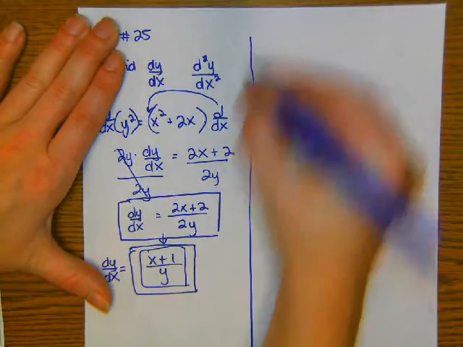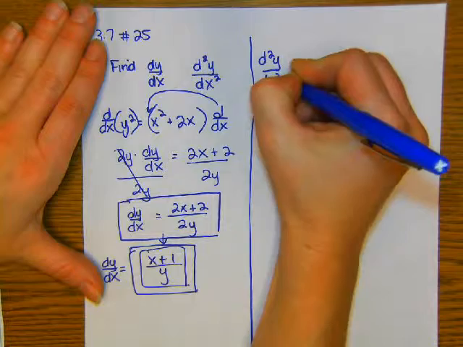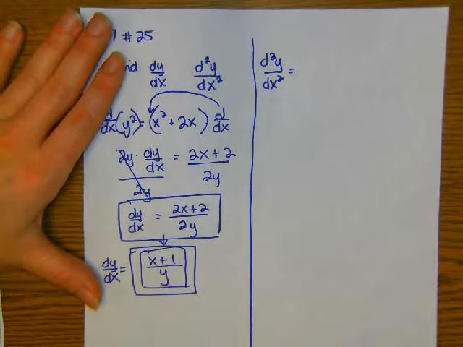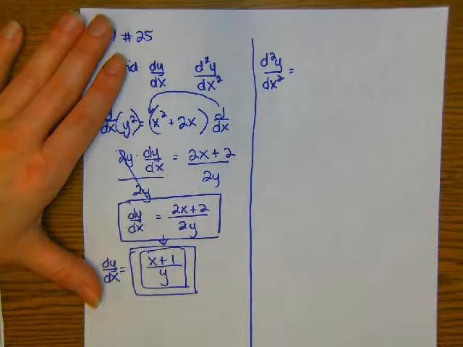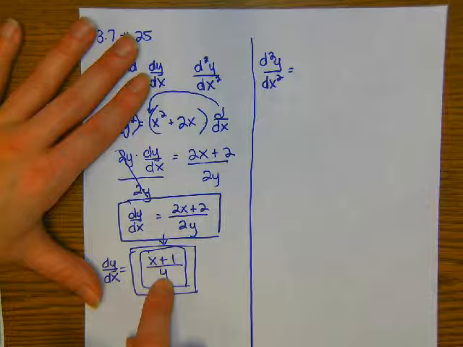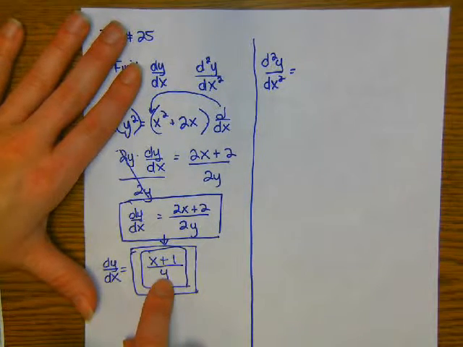All right, so for d squared y dx squared, let's use quotient rule with this. Technically you could make this y to the negative 1 power and do product rule as well. You want to? Yeah, let's do that. How about I'll do it the quotient rule way, you do the other way.